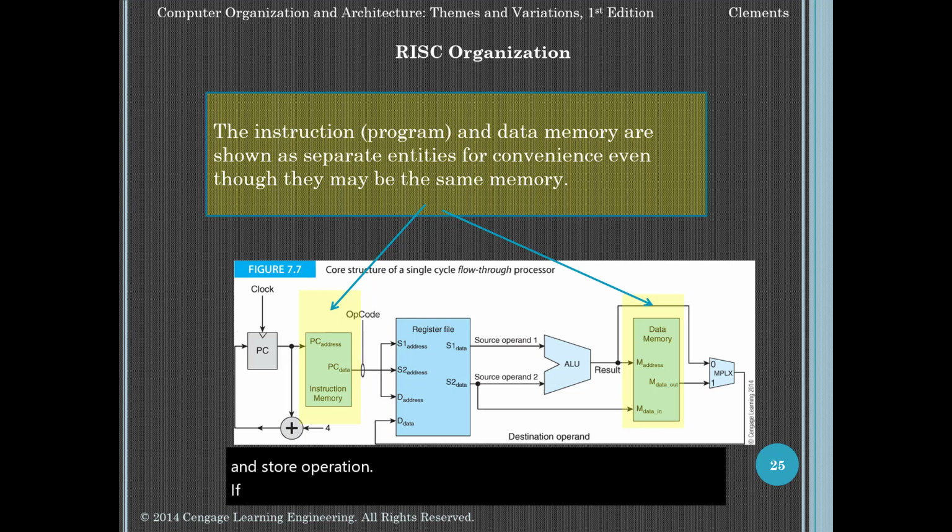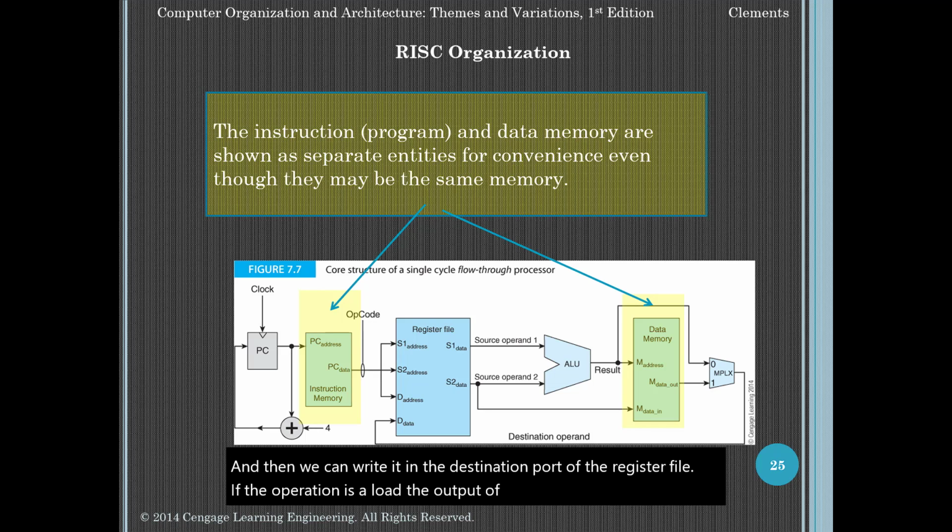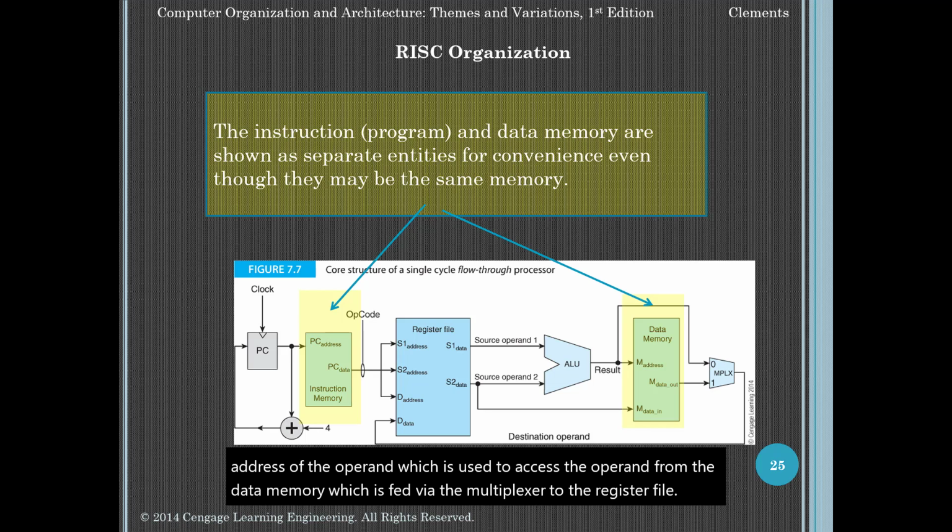If the operation is register to register, then the result from the ALU is fed back to the register file via that multiplexer, and then we can write it in the destination port of the register file. If the operation is a load, the output of the ALU provides the effective address of the operand, which is used to access the operand from the data memory, which is fed via the multiplexer to the register file.